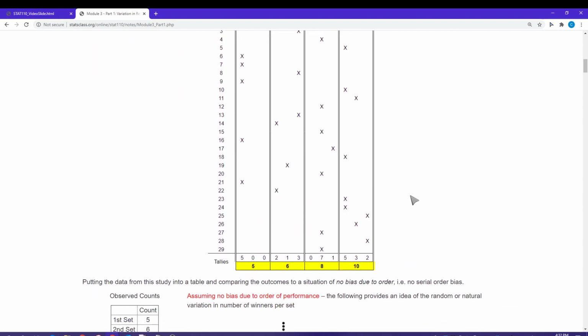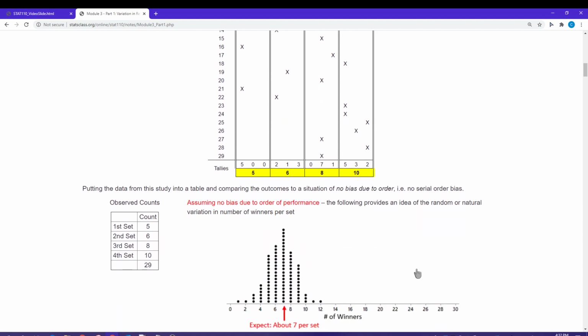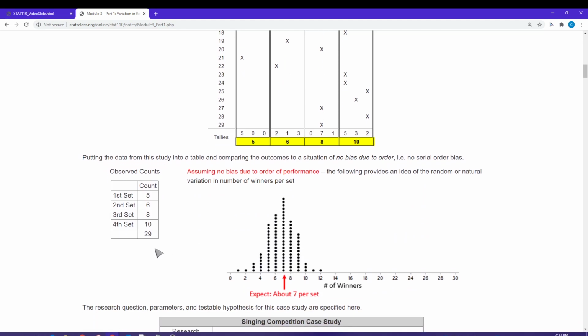So here we really have 4 sets or 4 slots. Our data that we're going to be analyzing is the 5, 6, 8, and 10. There were a total of 29 judges for this competition, or for these contestants. And here's what the data is that we're going to be analyzing again, the 5, 6, 8, 10.